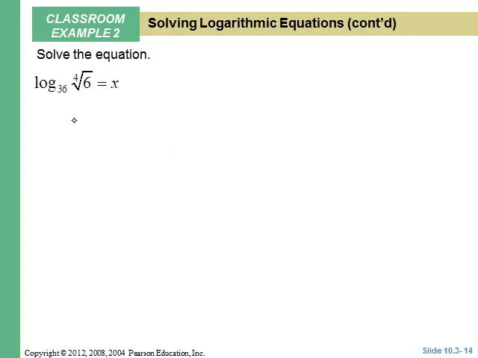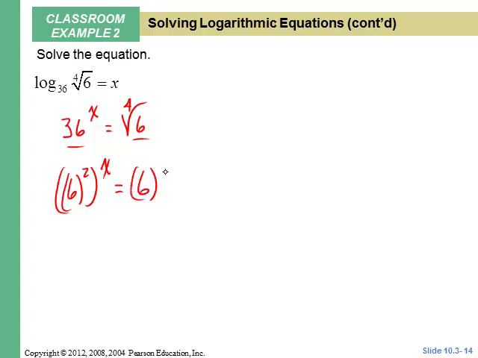This one, 36 to the x is the 4th root of 6. Remember, to solve these, we have to get the bases to be the same. So this is 6 to the second to the x equals 6 to the 1/4. So 6 to the 2x equals 6 to the 1/4. 2x equals 1/4, so x is 1/8.